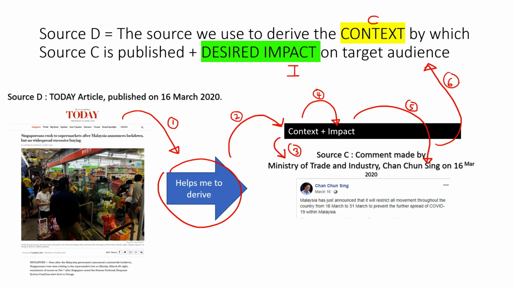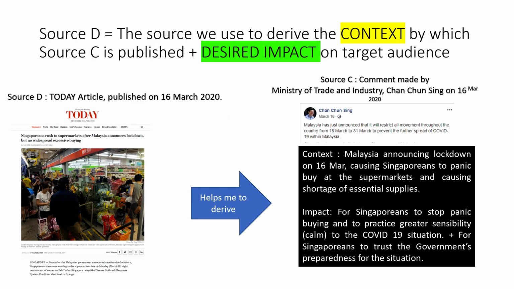So with this in mind, how do I write it out? How would source D look like? From reading source D, it provides me with this context that Malaysia has recently announced a lockdown on 16 March, and the immediate reaction is that Singaporeans panicked and rushed to the supermarkets. This is the context by which source C would be published, the context by which Minister Chan Chun Sing will make this speech.